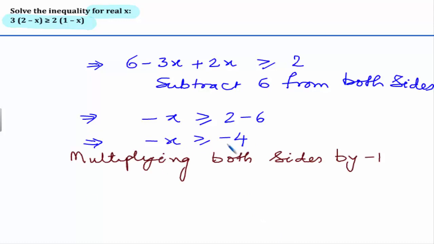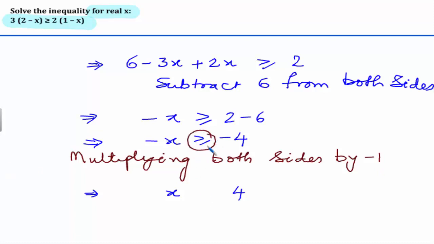Now let us multiply both sides with minus 1. Then minus 1 into minus x is x, minus 1 into minus 4 is 4, and as we know that when an inequality is multiplied with a negative quantity on both sides, then this symbol changes.